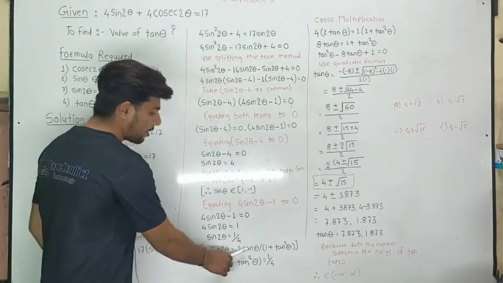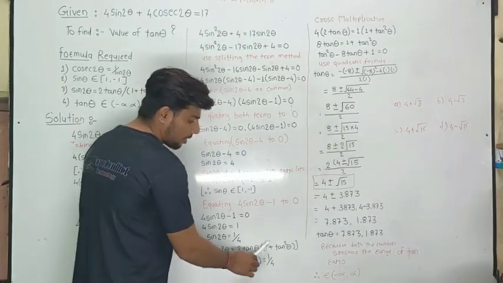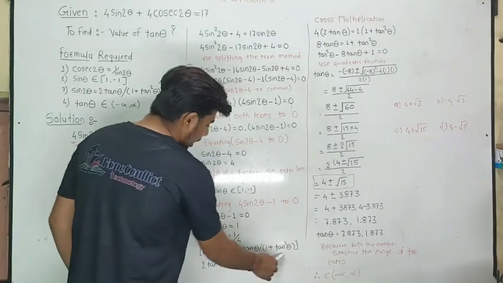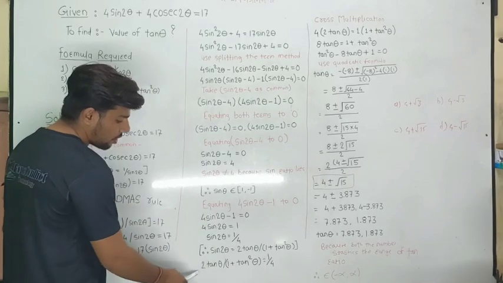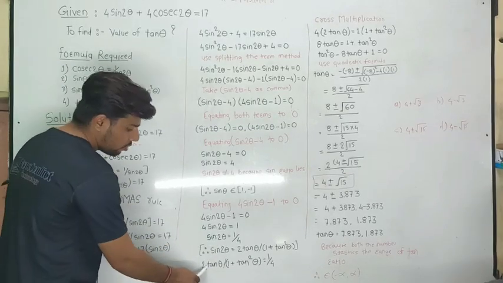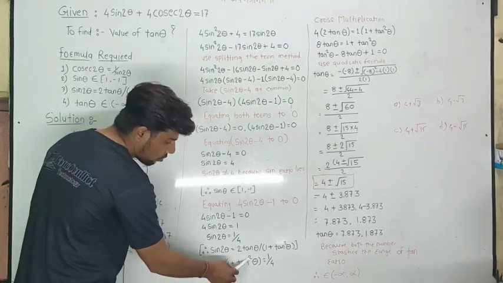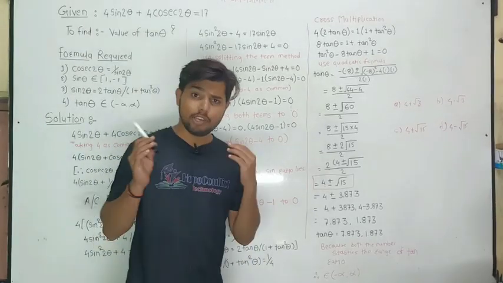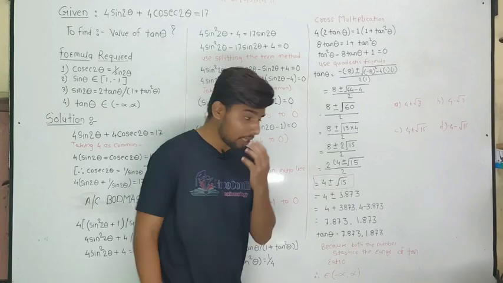is equal to 2 tan theta upon, in bracket, 1 plus tan square theta. So simply apply this formula and put that value to the sin 2 theta. So we get one more term, which is 2 tan theta upon 1 plus tan square theta is equal to 1 by 4. Here we use a simple cross multiplication method.